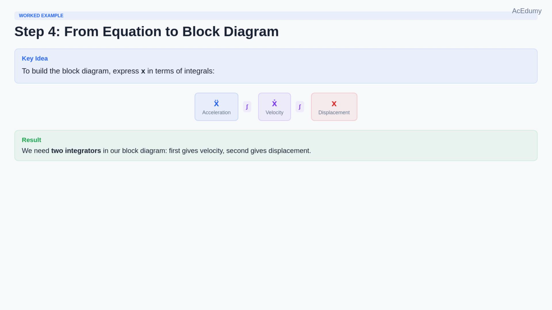If we integrate x double dot once, we get x dot, the velocity. If we integrate again, we get x, the displacement. So we need two integrators in our block diagram. The first integrator takes the acceleration and gives velocity. The second takes velocity and gives displacement. Now let us draw the block diagram step by step.